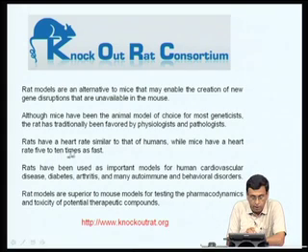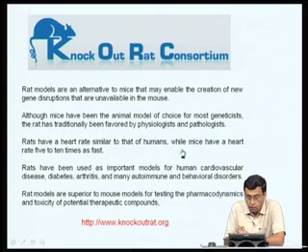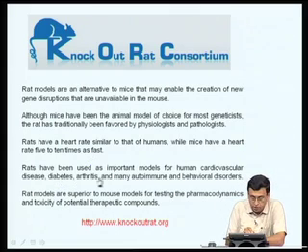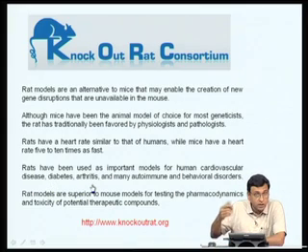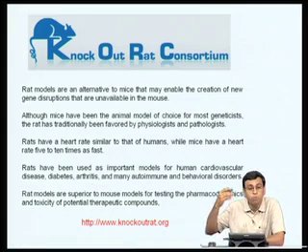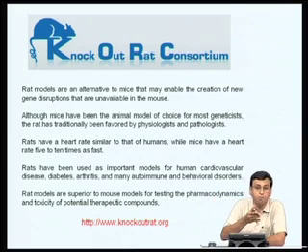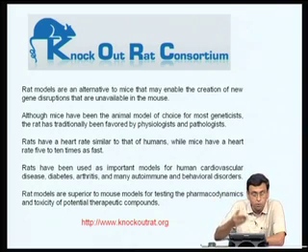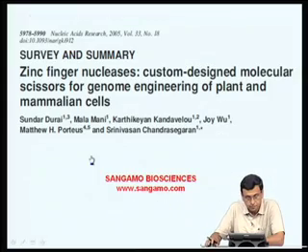For example, rats have a heart rate similar to that of humans, whereas mice have a heart rate 5 to 10 times faster. Similarly, rats have been used as an important model for human cardiovascular diseases, diabetes, arthritis. So if you want to study some of the genes involved in diseases, you would prefer to knock out those genes in rat rather than in mouse. So new technologies are being developed to knock out genes in rats.